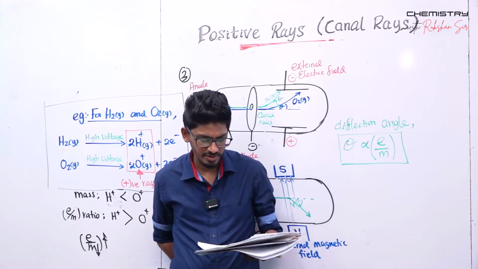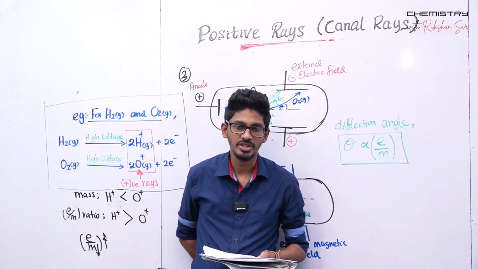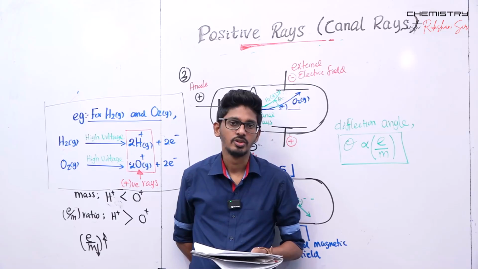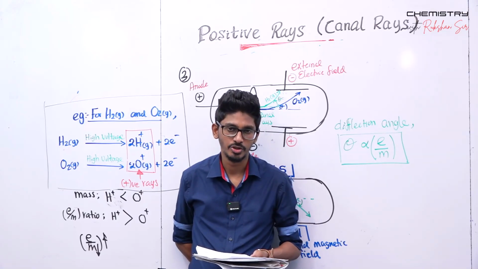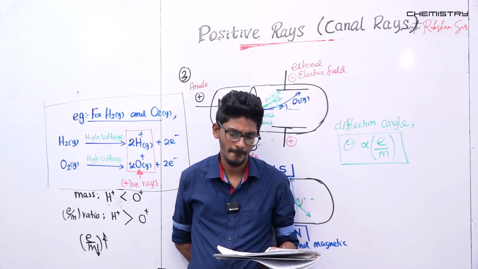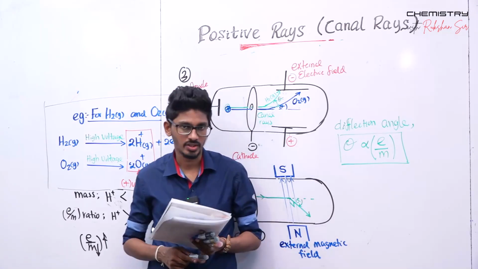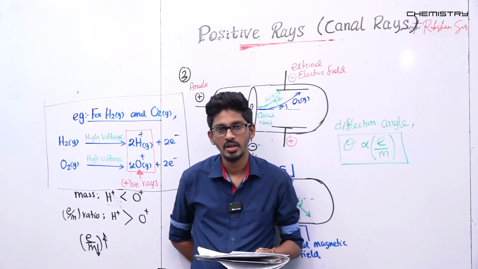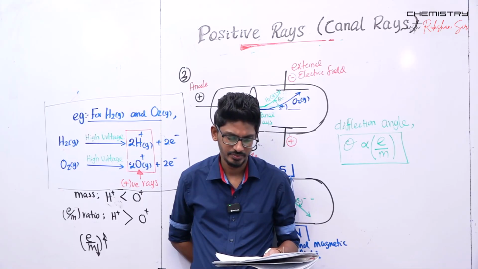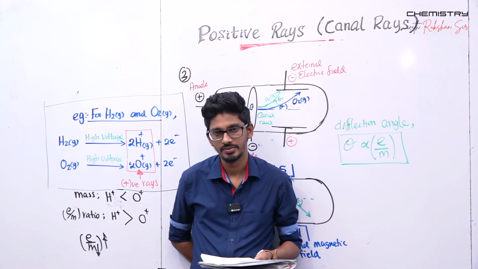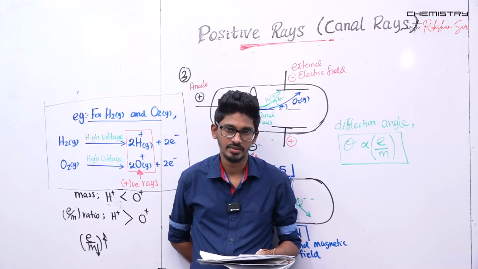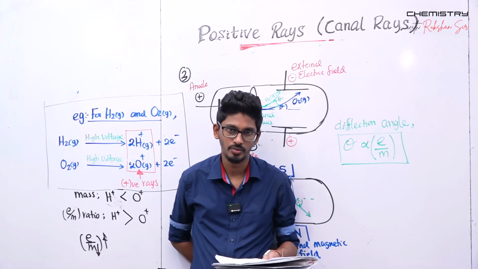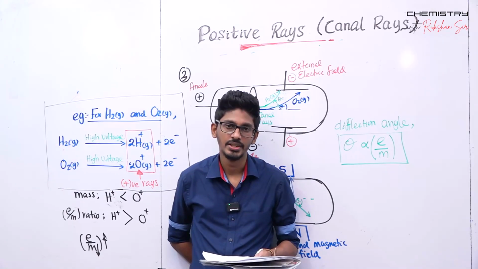e/m ratio is not a constant for positive ray particles obtained from different gases.